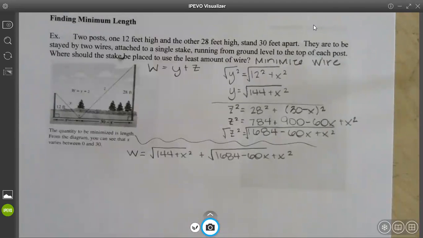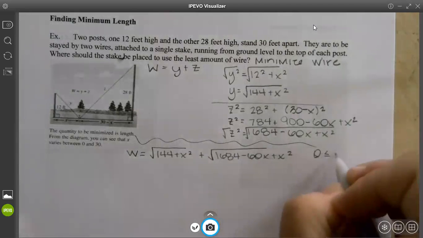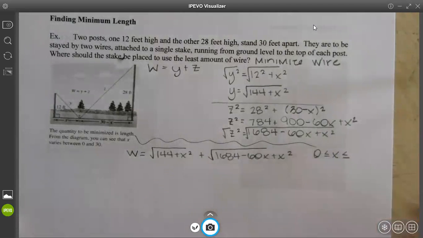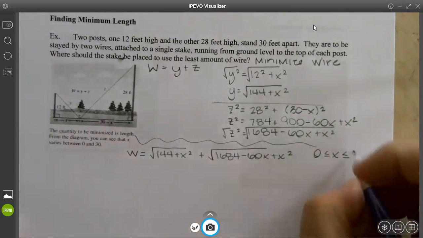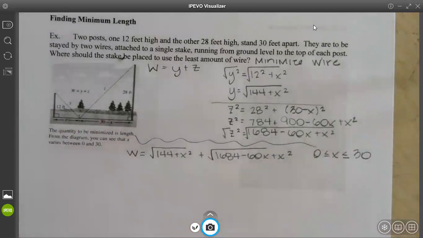What is my feasible domain for this wire? How long is it between the posts? I can't have wire longer than it is between the posts, or the distance between the posts cannot be greater than 30. So less than or equal to 30. So now we're going to differentiate.